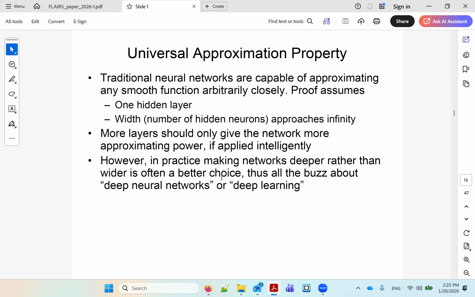Now, more layers should only be better, right? If you can do it with 1 layer, it shouldn't hurt you to use more, assuming you're reasonably intelligent about things.